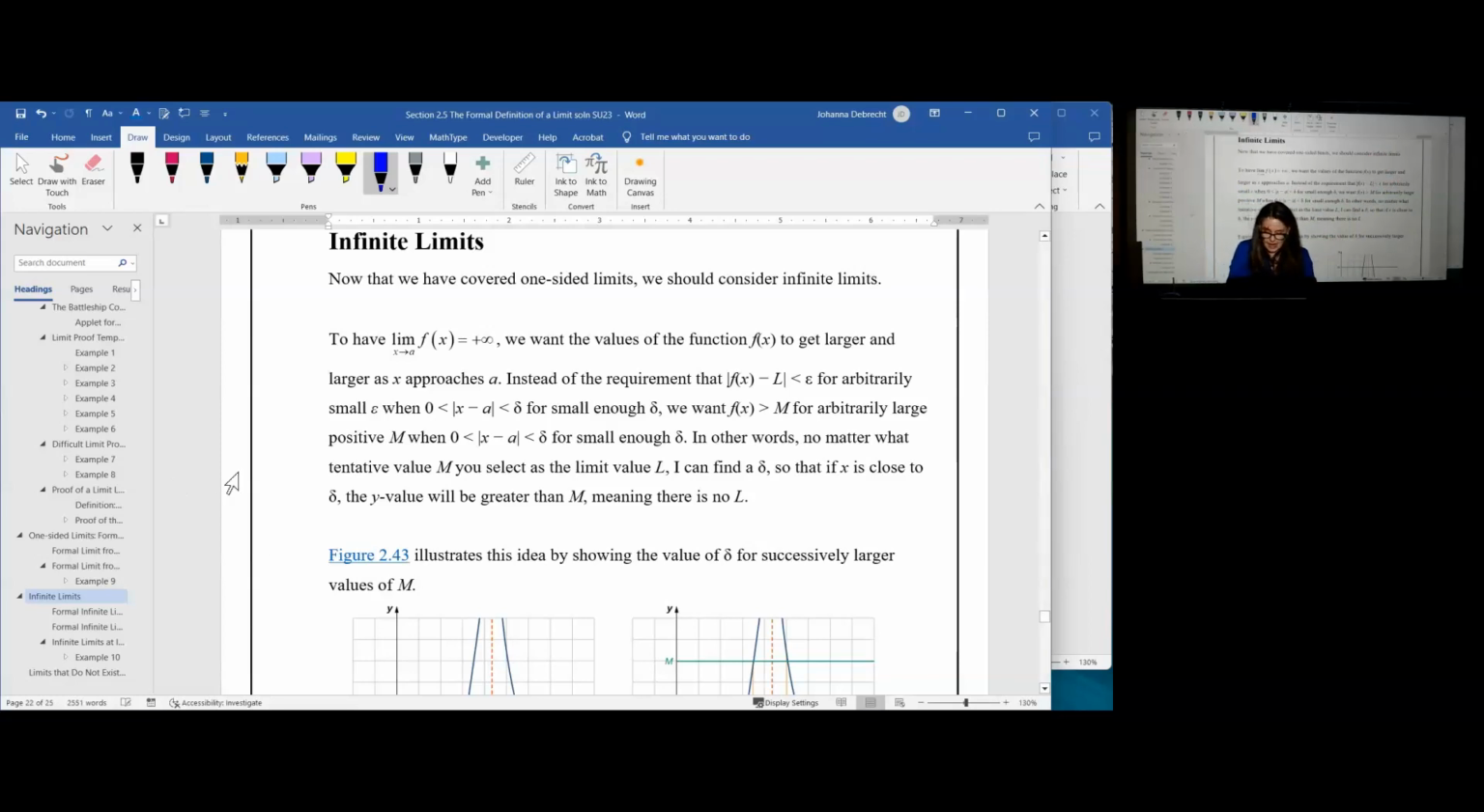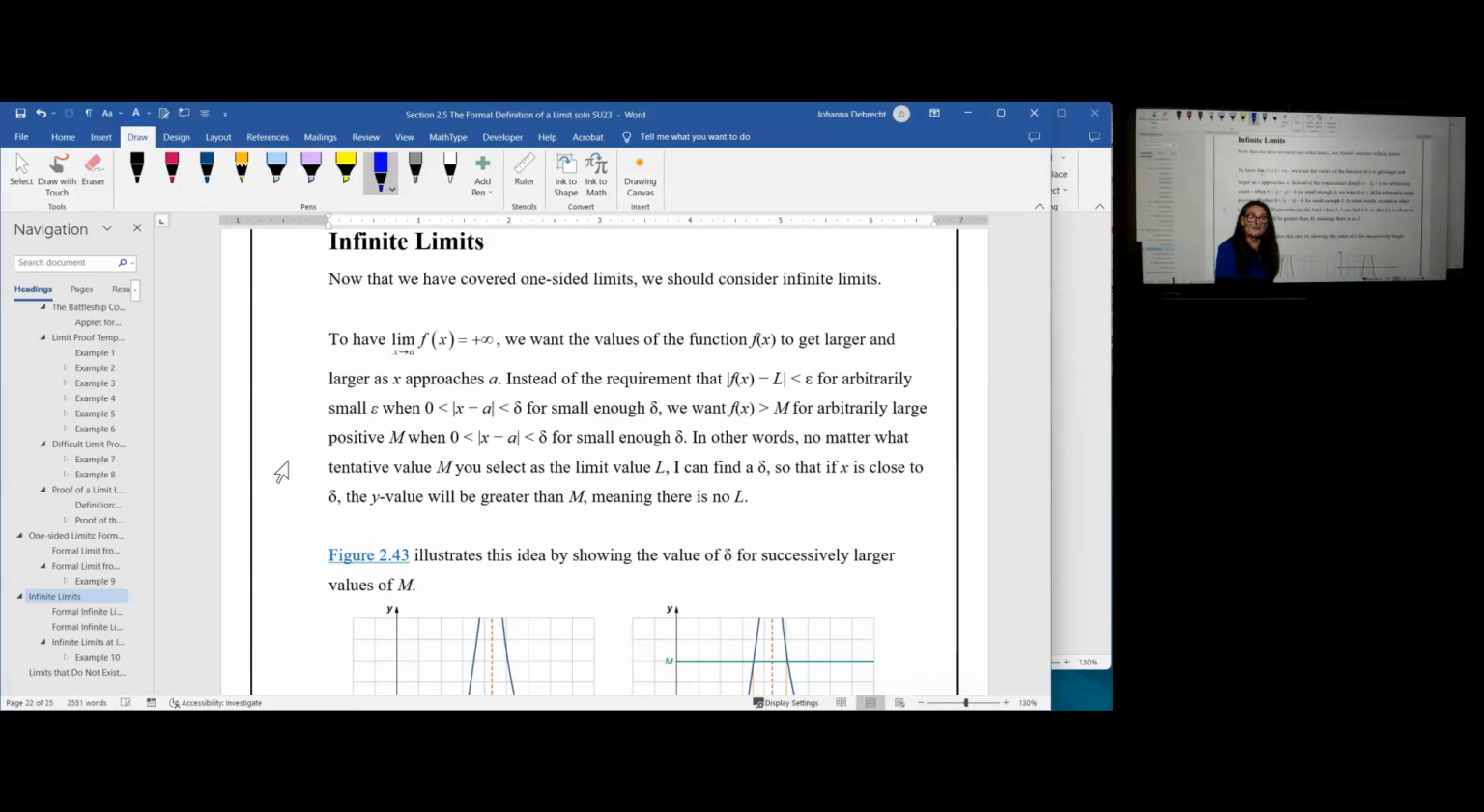In order to have this happen, we want those values of the function to get bigger and bigger and bigger as x gets closer to a. We are not going to have a requirement that the absolute value of f of x minus L is less than epsilon, because our f of x's don't get close to anything. They get bigger. What we do instead is we choose some arbitrary value m, and we say, okay, 10 billion, top that. And that's your job.